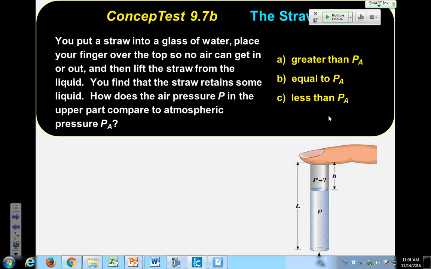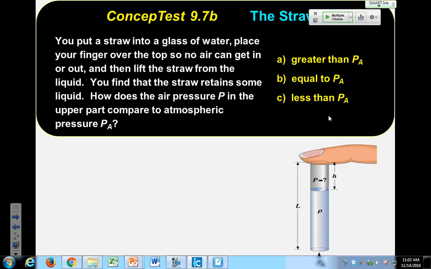Right, that's like a mercury barometer. That's like the straw that we saw in the Veritasium video. So now ask yourself a question, not as a clicker, but what is the value of the difference in pressure? That is, what is P minus PA equal to? Or rather, PA minus P. Can we calculate what that difference in pressure is?